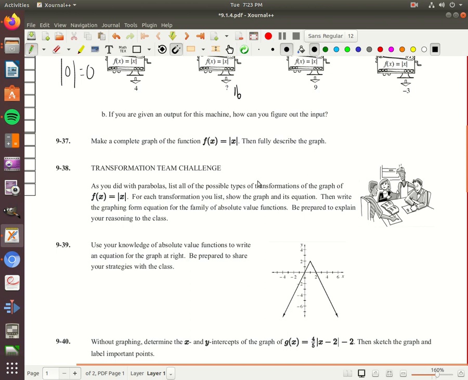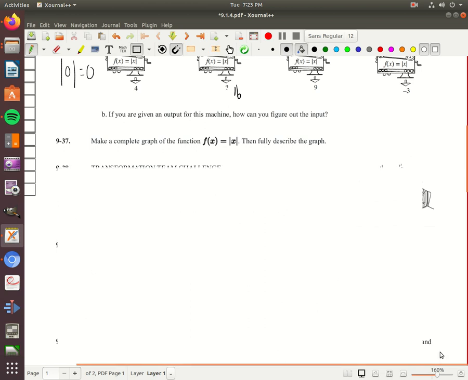All right, so make a complete graph for f of x equals the absolute value of x, then fully describe the graph. So this is going to be kind of interesting, I think. I'm going to give myself a little bit of white space to work on and make this table. It says f of x, the absolute value of x. And don't forget, f of x is like the y, right? So I'm going to plug in for the x and get the y. What numbers can I plug in? Like what we said, if I plug in 0, I'm going to get 0. That's the only one that's like that.